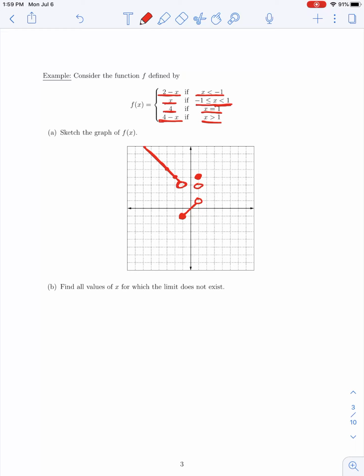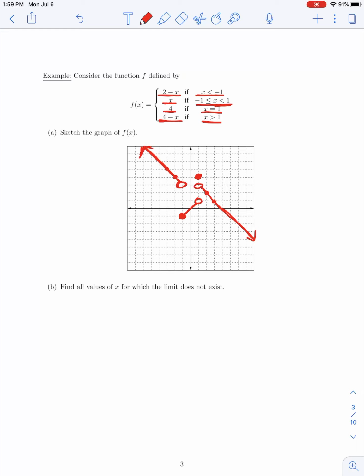And from here, the graph of our function is linear with a slope of -1. So if we were to choose, for instance, x equals 2, we would have a y value of 2. If we choose x equals 3, our y value is 1. So we have a line of slope -1 for all values of x greater than 1. So our graph looks something like the following.